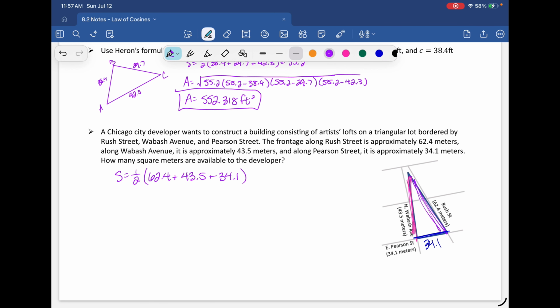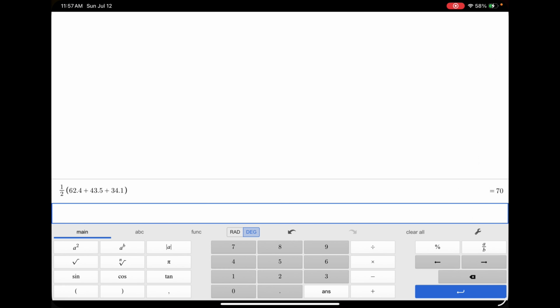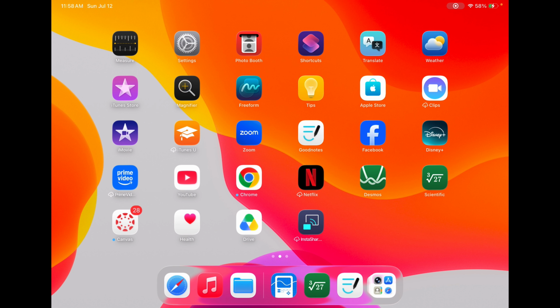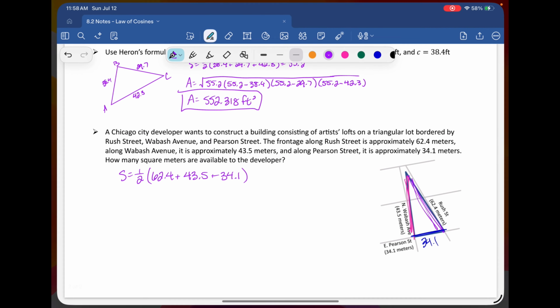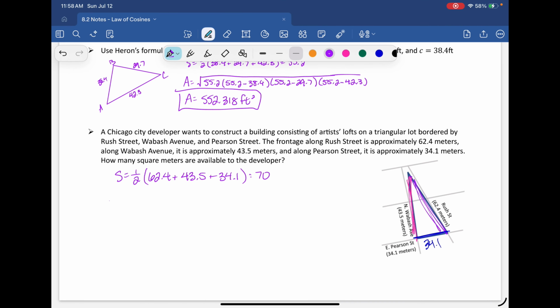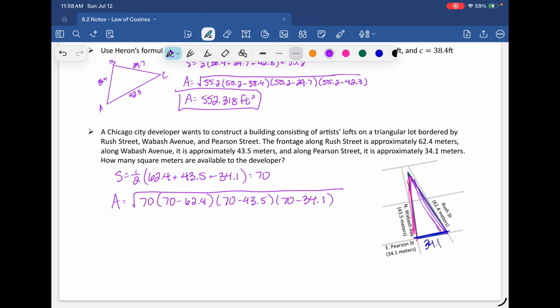Showing you in both Desmos and my graphing calculator, the answer is 70. In my graphing calculator, the answer is 70. So the semi-perimeter, the half perimeter, is 70 meters. Now we find the area. Semi-perimeter, semi-perimeter minus one side, semi-perimeter minus the next side, and semi-perimeter minus the last side. And then that goes in your calculator.